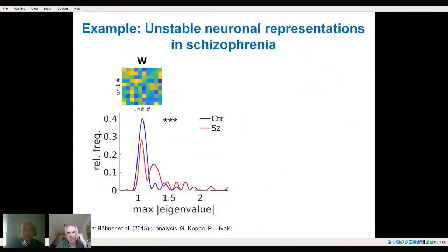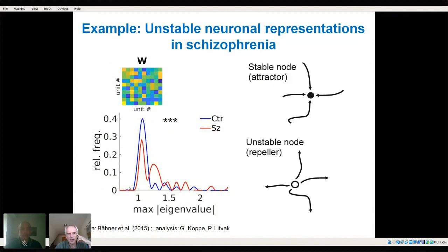Now, let me give you one more specific example for schizophrenia. So Florian Bähner has run this task also with schizophrenics and with healthy controls. As I told you in the beginning, you can analyze these models partly analytically. So for instance, you can access all the fixed points and their eigenvalue spectrum. So this here shows a histogram of the maximum absolute eigenvalue for controls and schizophrenics. And just as a reminder, if they cluster around one, then you are around neutral stability. You are sort of in the vicinity of a stable node. But as they go above one, you have an unstable node or repeller.